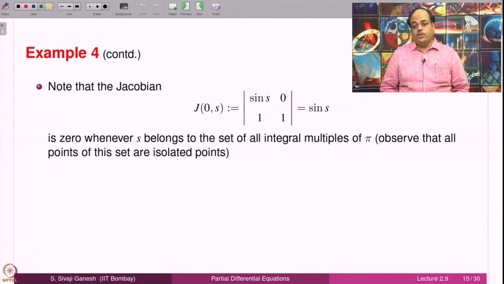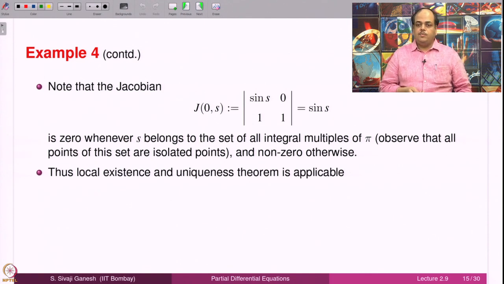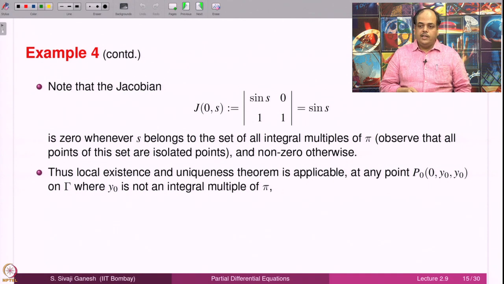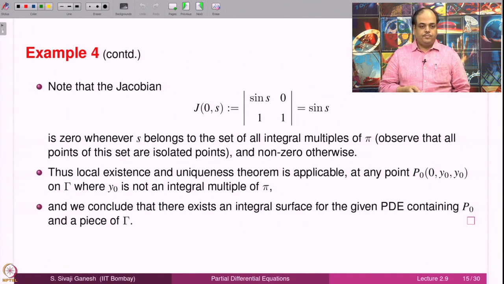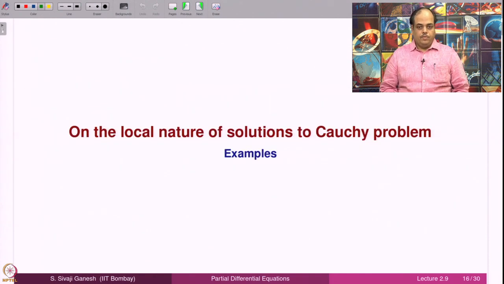These are all isolated points. Jacobian, if you remember, we have pointed out the ways of failure of the transversality condition. And there we said it is a possibility that you have a sequence s_n along which J is 0, and converging to some point. Here it is not happening. These are all isolated points. There is no convergent subsequence of these multiples of pi. Otherwise, Jacobian is non-zero. Therefore, the local existence and uniqueness theorem is applicable whenever s is not a multiple of pi. So, in terms of y_0, it is y_0 not an integral multiple of pi. And we conclude that there exists an integral surface for the given PDE containing P_0 and a piece of gamma. Of course, the question remains, what happens when s is an integral multiple of pi? That is to be explored.